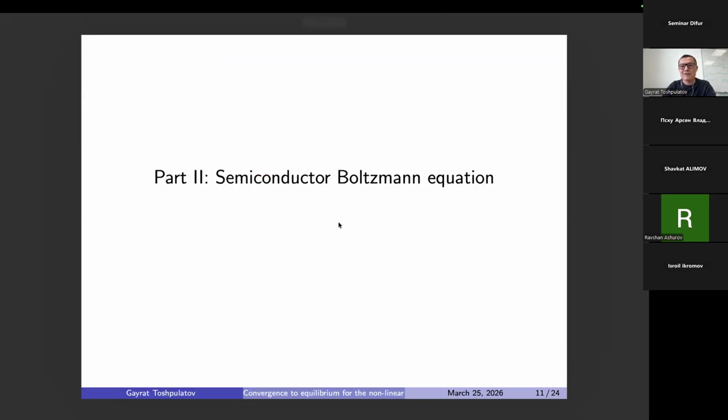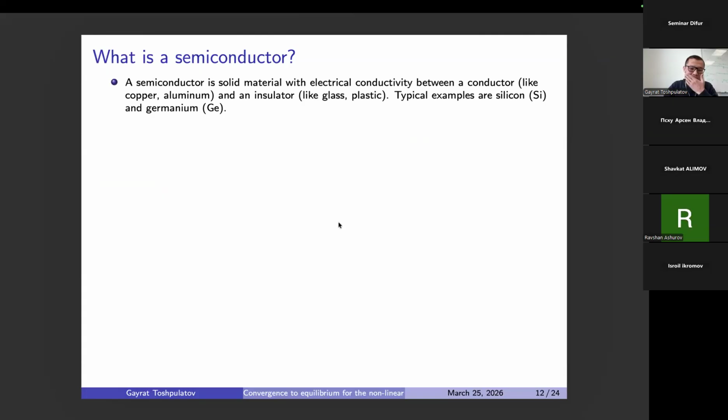This was the first part of my talk. In the second part, I want to consider a specific model which I recently considered. It's a semiconductor Boltzmann equation. So first, let's define what a semiconductor is.